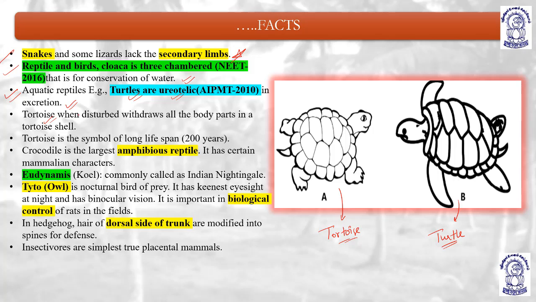When disturbed, a tortoise withdraws all its body parts into the tortoise shell. This is the tortoise shell, which gives a glimpse of the age. Tortoise is a symbol of long lifespan, around 200 years. Crocodile is the largest amphibious reptile. It has certain mammalian characters as well, like having a four-chambered heart.